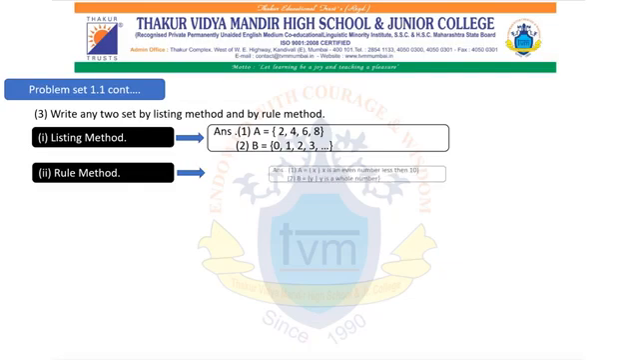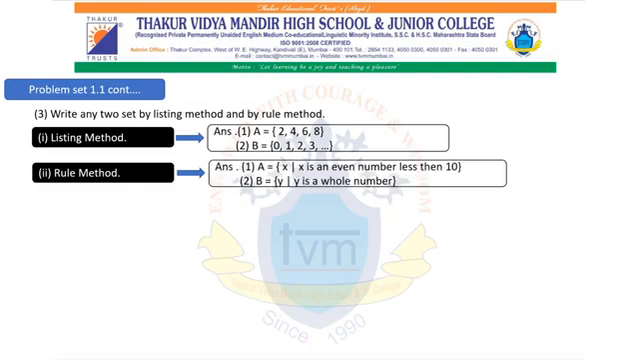Now in the rule method, first one, A is a set of x such that x is an even number less than 10. Second one, B is a set of y such that y is a whole number.